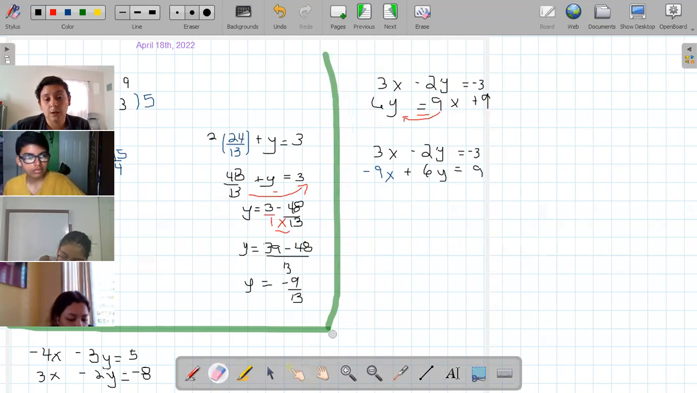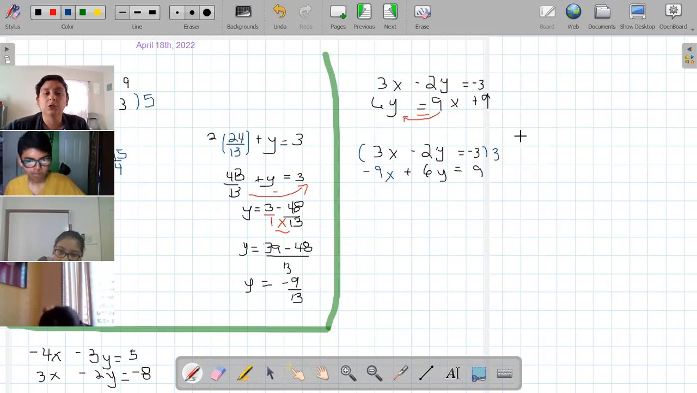Which one and by what number? I think that the first one is multiplied by 3. Okay, very good. Let's see if it is the first one multiplied by 3. So we got 3 times 3x.